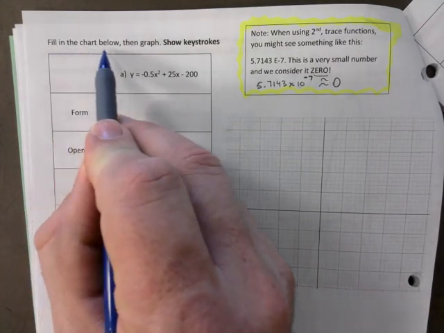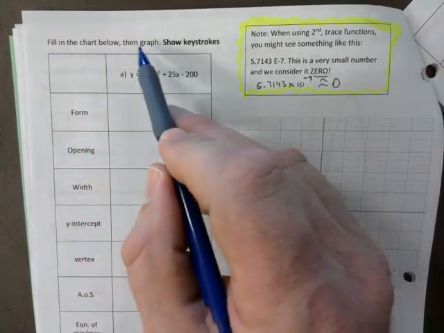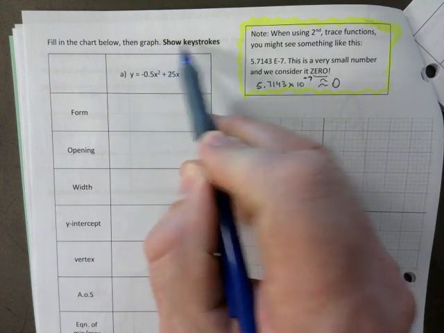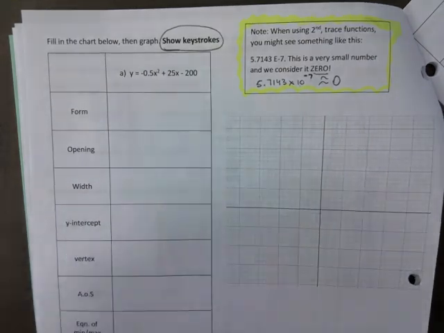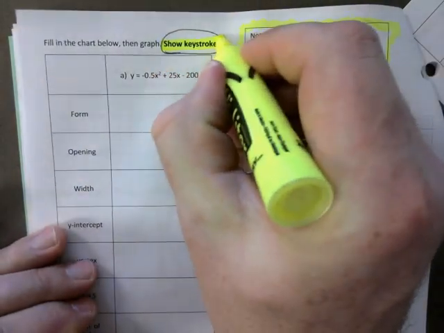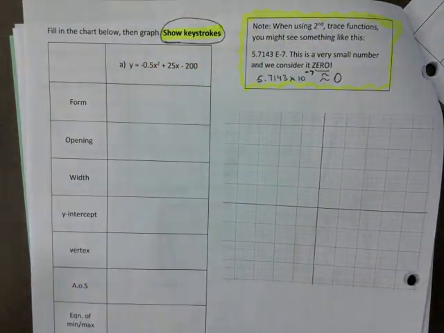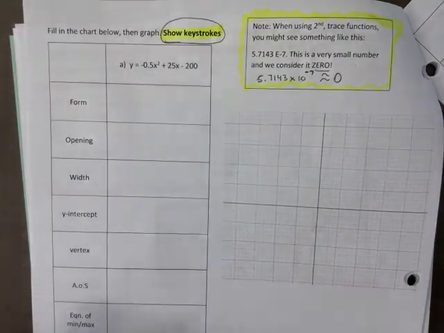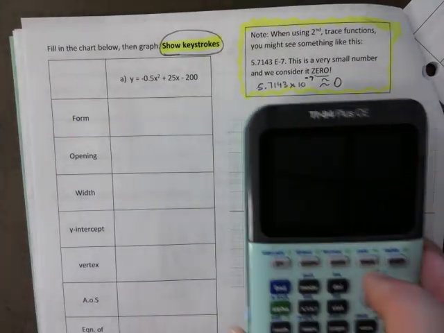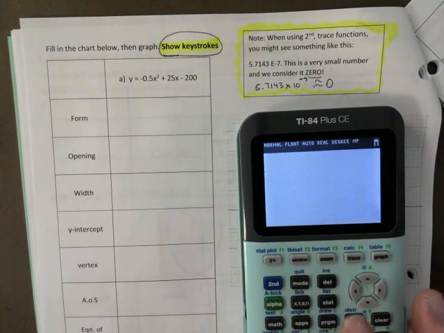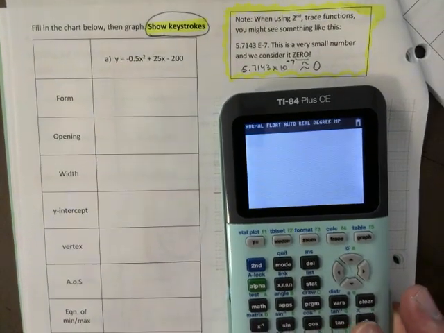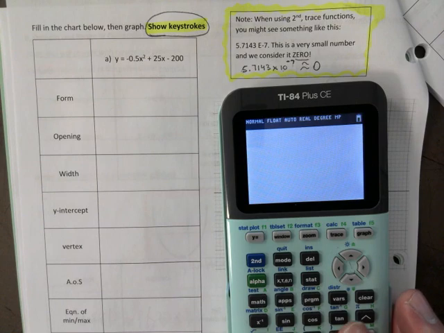So we're going to fill in the chart below and then graph. Show your keystrokes. That's very important in this unit, showing your keystrokes. Okay. How did you get that answer? Because we're using calculators, that's your work, showing us how you got it. So grab your calculators and be ready for the journey. There's going to be some hiccups, but as you try these questions, as I assign them, you will come to me and be like, why is this happening to me?